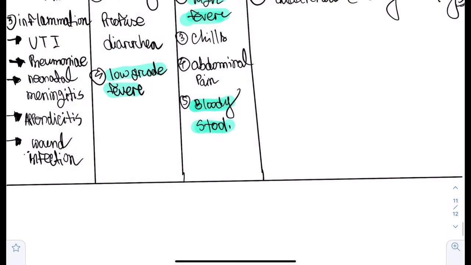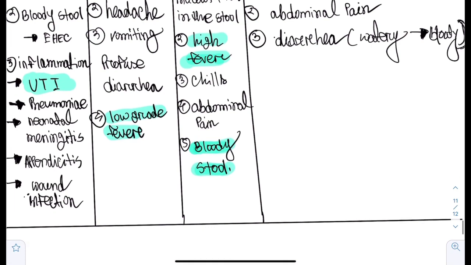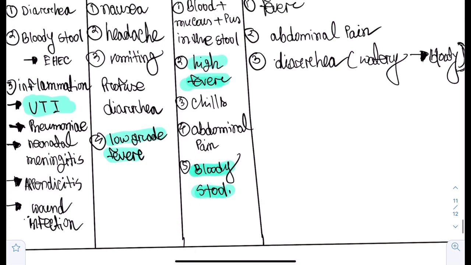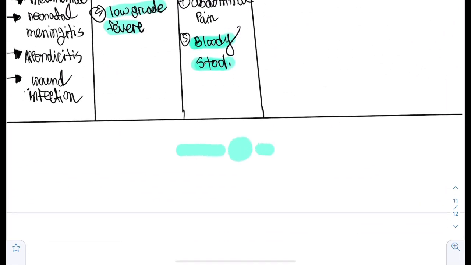Another note I wanted to share is that E. coli is the main reason of urinary tract infection, so you need to pay more attention to that as well. So this is the end of my first part, so let's see the next part.